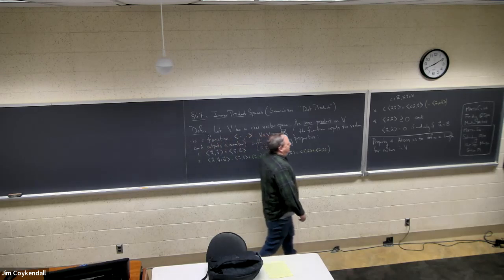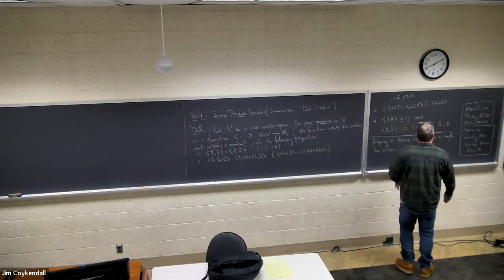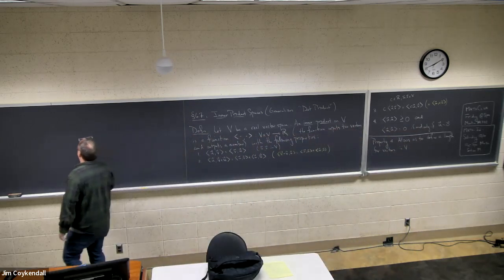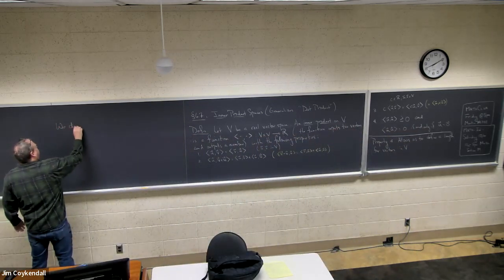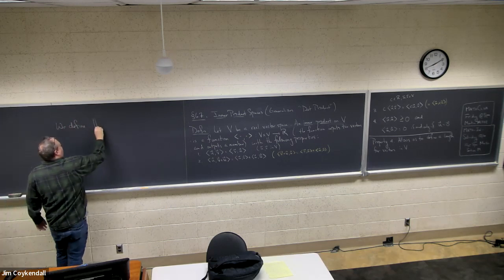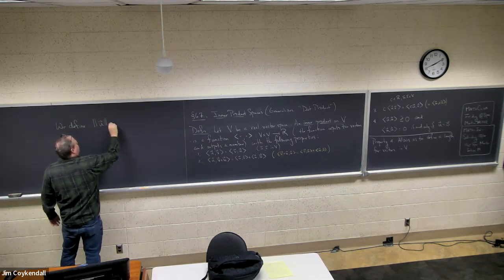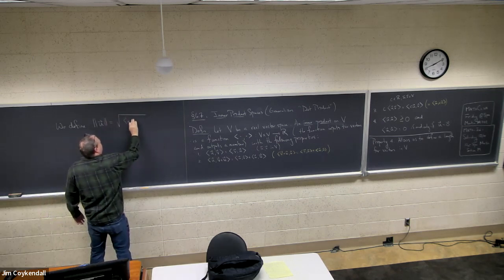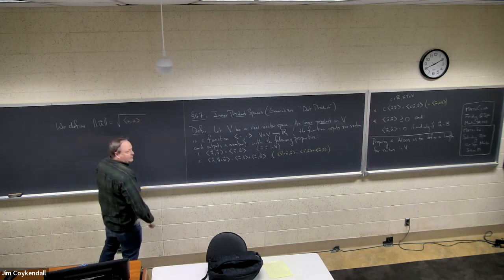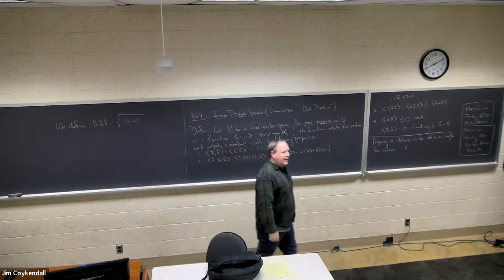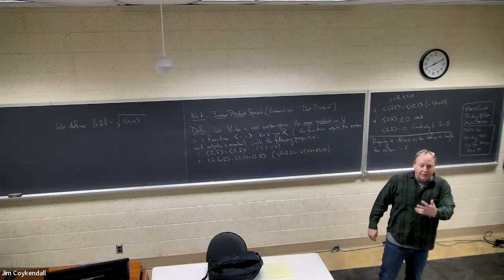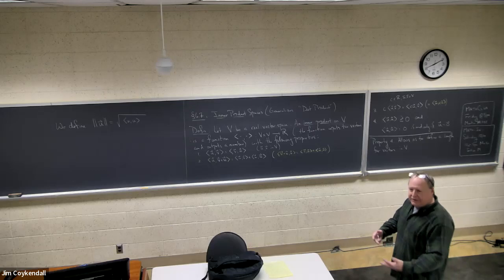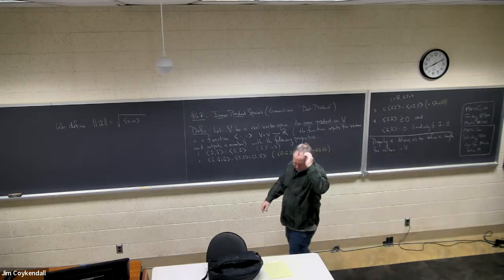Property 4 allows us to define a notion of length, and we define the length of a vector u as the square root of the inner product of u with itself. Again, this is exactly what we did with the dot product. So, for example, even in this more abstract setting, we can do things like find lengths and angles between vectors.